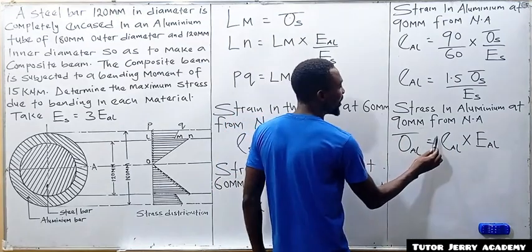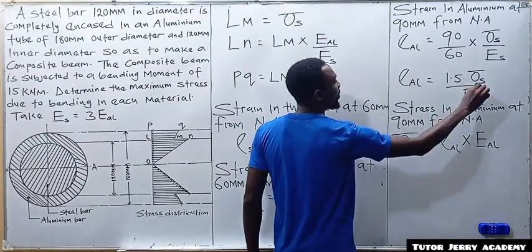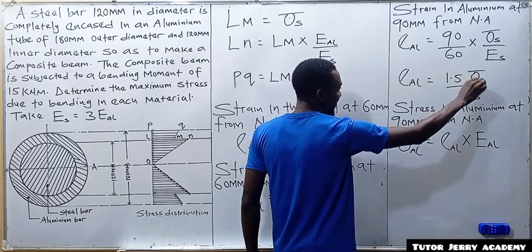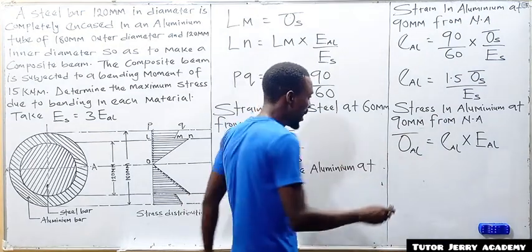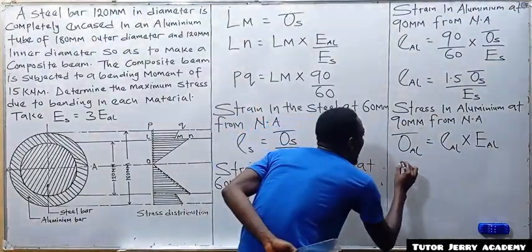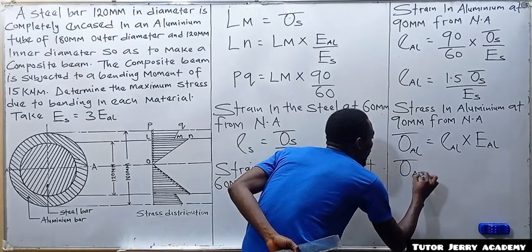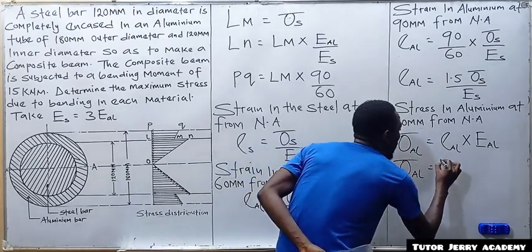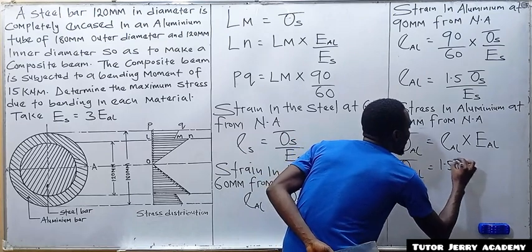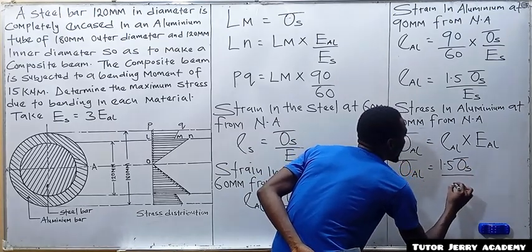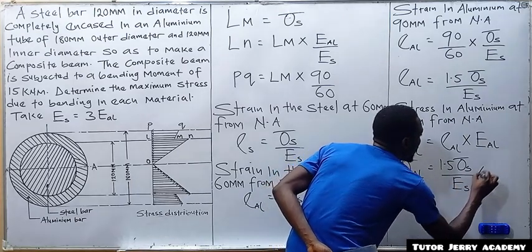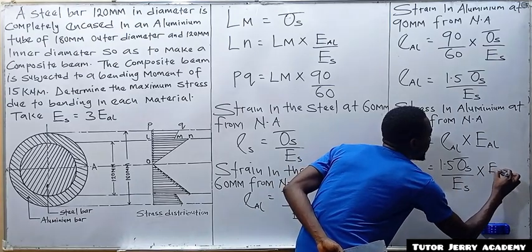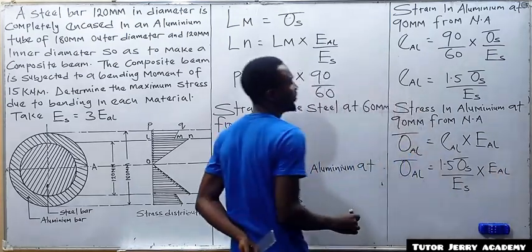Now we can see that the strain in the aluminium is 1.5 multiplied by the stress in the steel over the modulus of the steel. So we substitute that here and we have another equation: the stress in the aluminium equals 1.5 times the stress in the steel, all over the modulus of the steel, multiplied by the modulus of the aluminium.